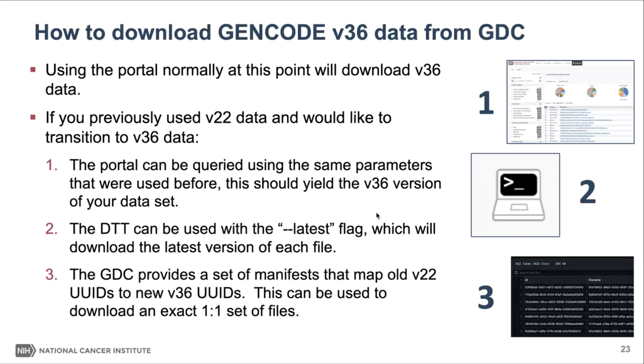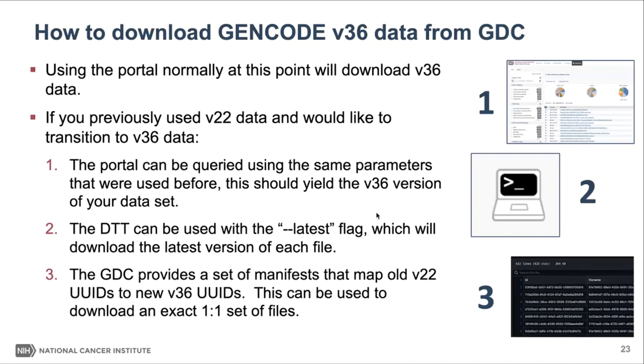The data transfer tool, the second method, can be used with a special flag called dash dash latest. This will download the latest version of each file, even if you give them the old manifest. So if you have an old manifest using v22 data, you can pass this to the data transfer tool, type dash dash latest, and that will automatically download the newest version, which will be the v36 version. If they don't have a new version, it will just download the same files.